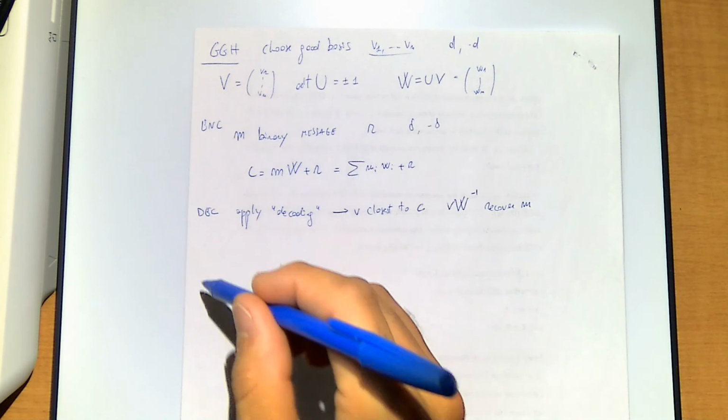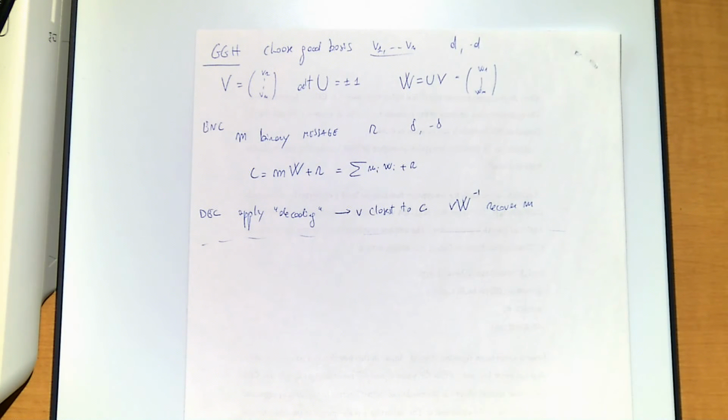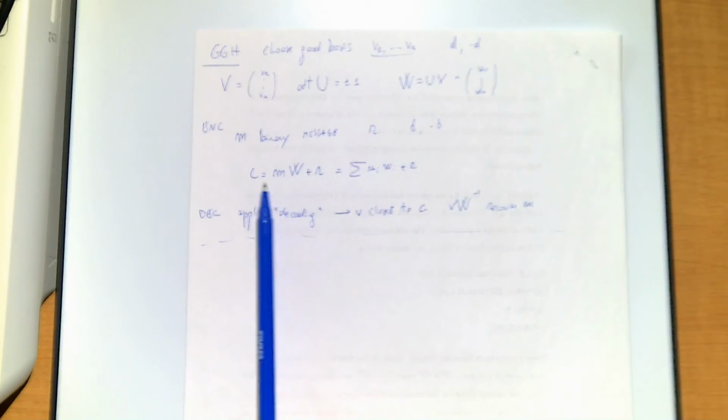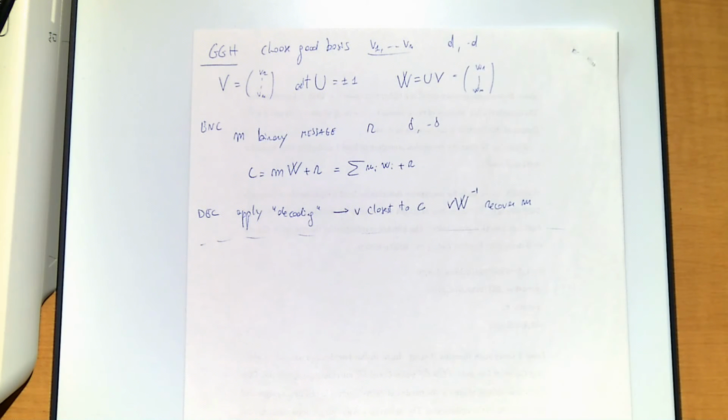So the point is that now, of course, if you have only the public information, then you only have the basis W, and your algorithm is not going to work very well in practice, right? And we'll talk about that in a second.